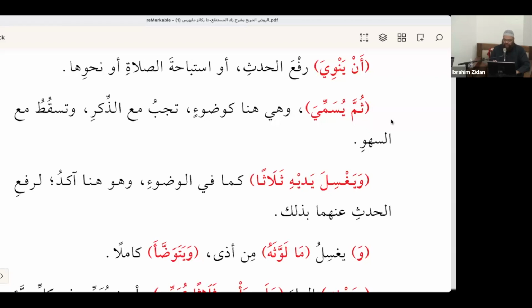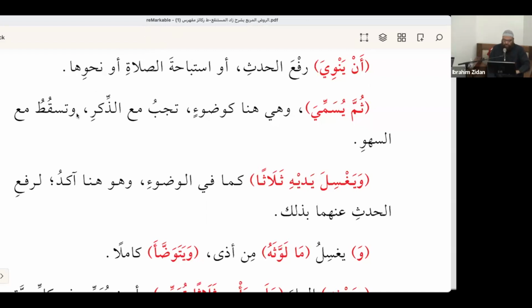تجب مع الذكر. They have the تشكيل here as مع الذكر, but it's more correct to say مع الذكر with the dhamma, meaning remembrance, not مع الذكر like the dhikr of Allah. But it's still valid inshallah. So تجب مع الذكر, meaning remembering. It becomes obligatory if he remembers it. وتسقط مع السهو, that means it is not obligatory if a person forgets it. The same thing with wudu. And some said it's akad, it's more stressed for ghusl, the tasmiyah.